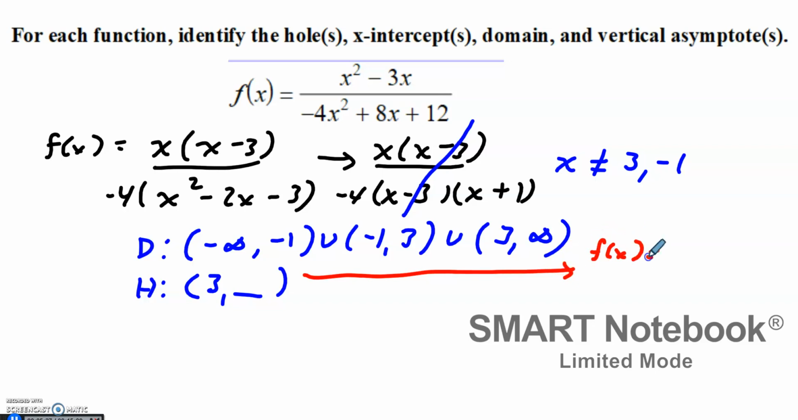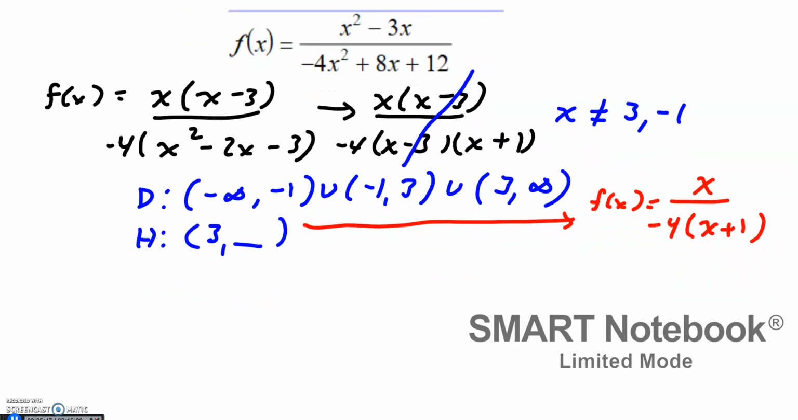To find the y value, you plug the x value into the reduced function. The reduced function right now, after crossing this out, is an x on the top and negative 4 times x plus 1 on the bottom. So I'm going to take the 3 and plug it in every time I see an x. So we have 3 over negative 4 times 3 plus 1. That's really 3 over negative 4 times 4, which is 3 over negative 16, or negative 3/16. So again, if you graphed it, this point in the graph would not exist.